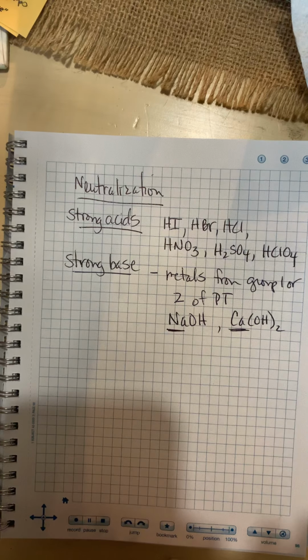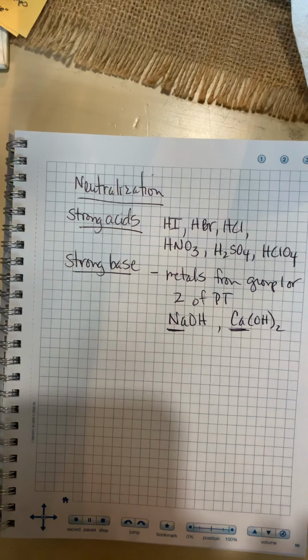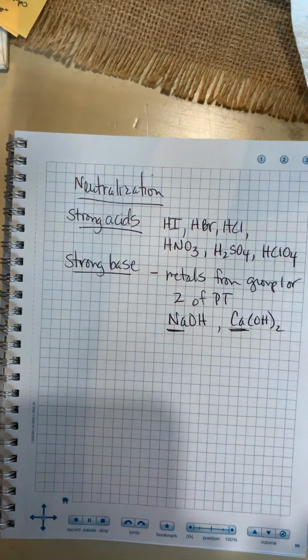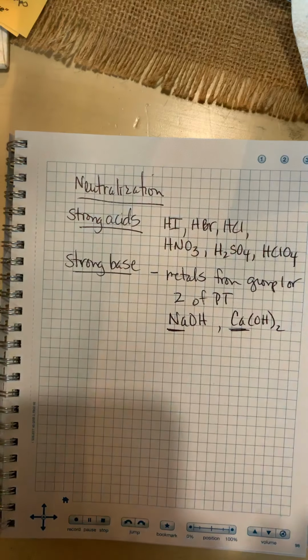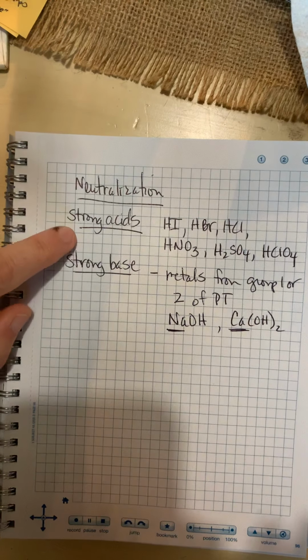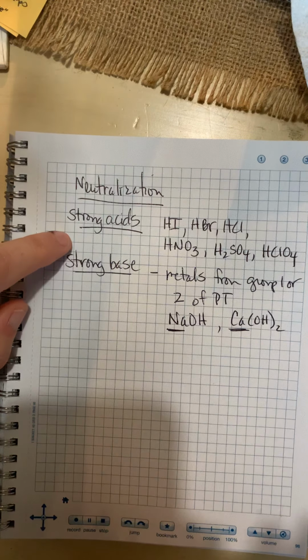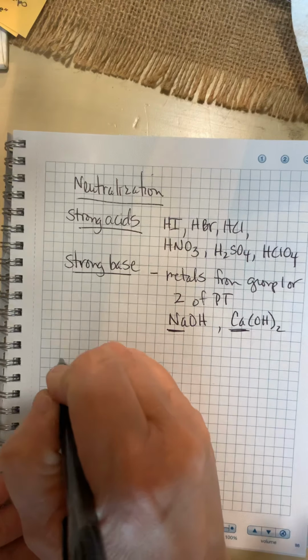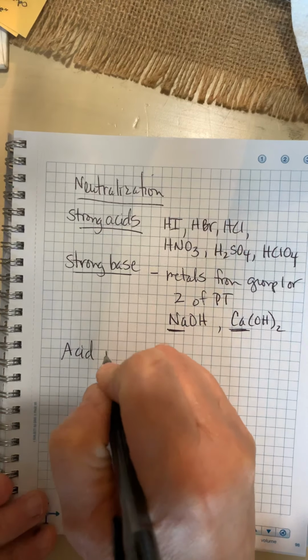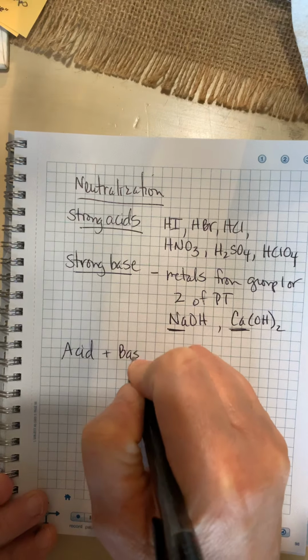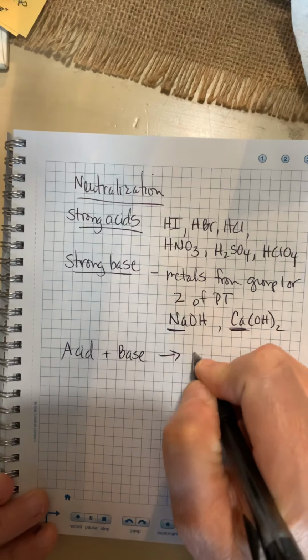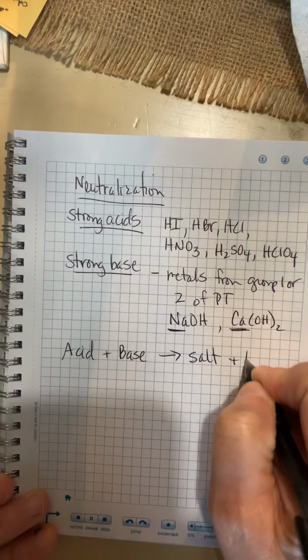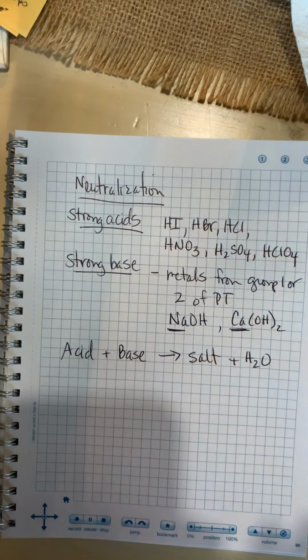Now, what do we mean by strong? That means that when you put them in water, they completely dissociate, and for every molecule you get an actual ion. For an acid, you would get hydronium or hydrogen ion. For a base, you would get a hydroxide. And when you add acids and bases together in neutralization, the template for that reaction is that for an acid and a base, you expect to get a salt and water, H2O.